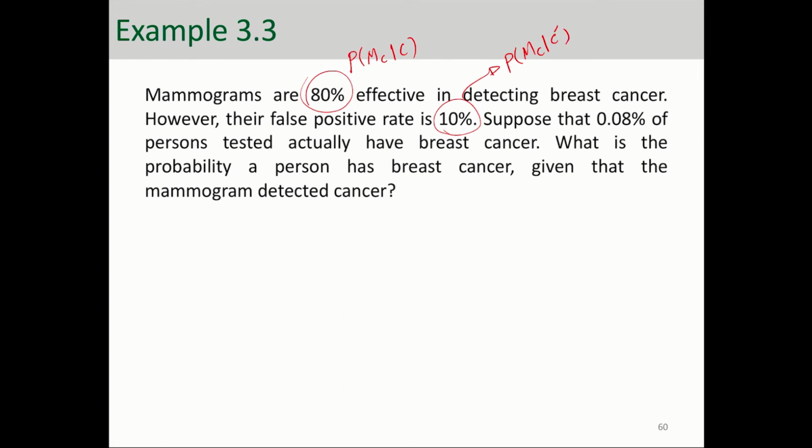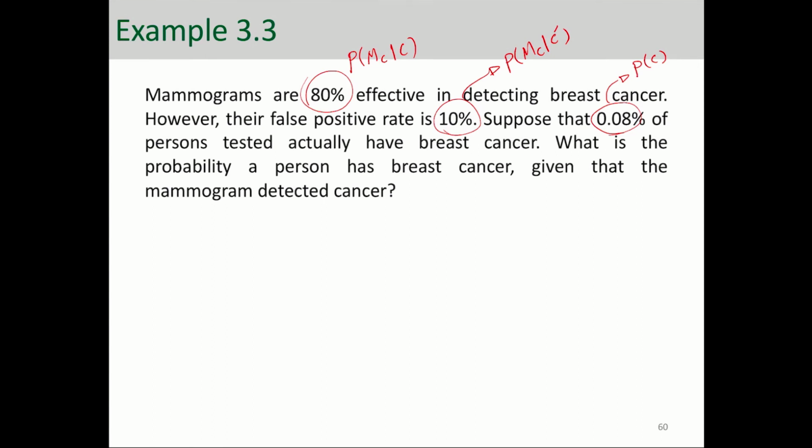Suppose that 0.08% of persons tested actually have breast cancer. So that's basically a statistic on the percentage of people that have breast cancer. So you can easily say that this is the probability of cancer, right? Regardless of what the mammogram says. But ultimately, they figured that 0.08% of people really have breast cancer, which is really low.